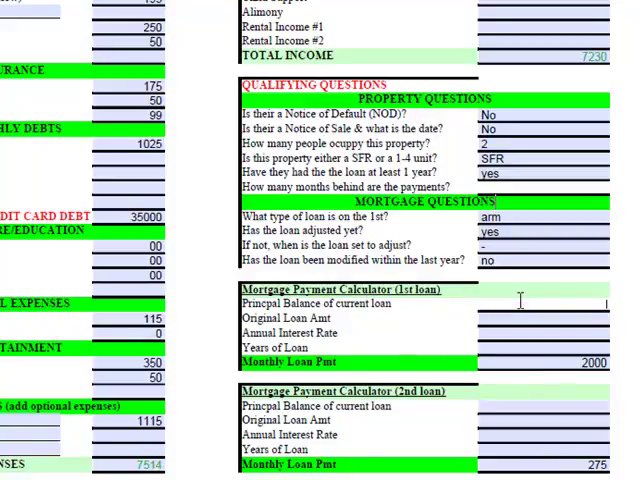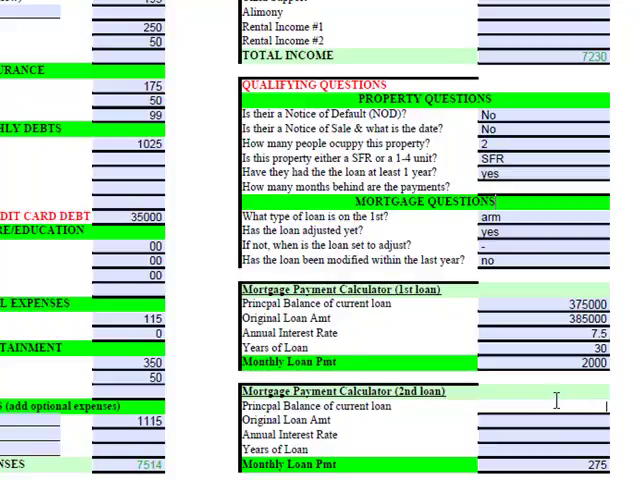Going back to the mortgage calculator. Okay, this person has a balance of $375,000. The original loan amount was $385,000. Their interest rate was 7.5%. And the years of the loan was 30 years.